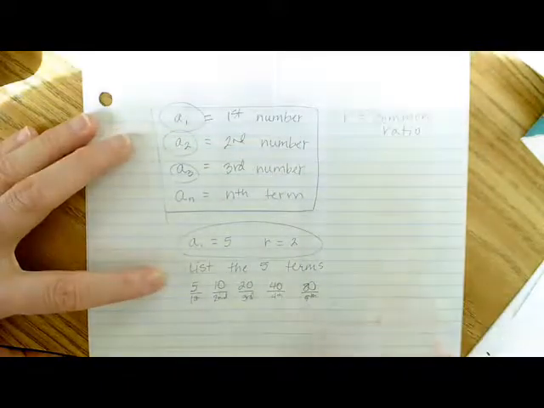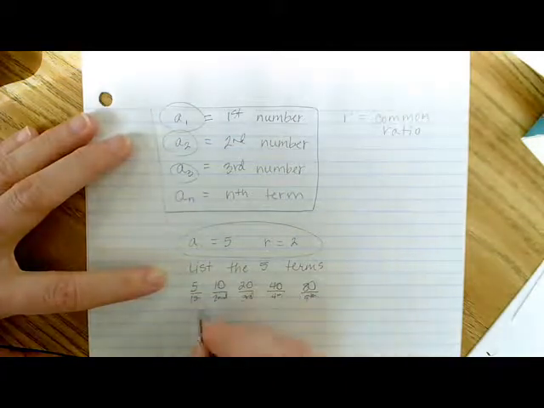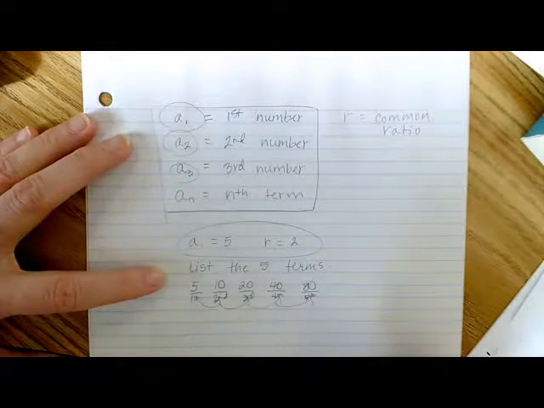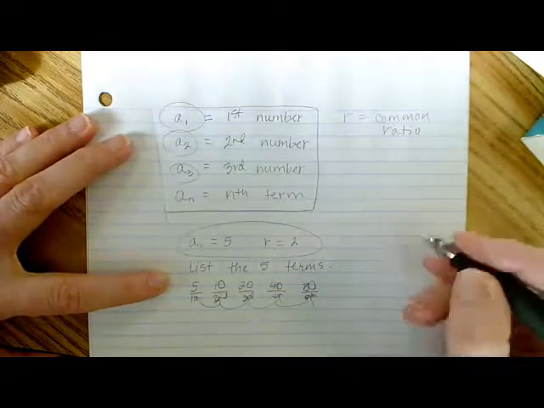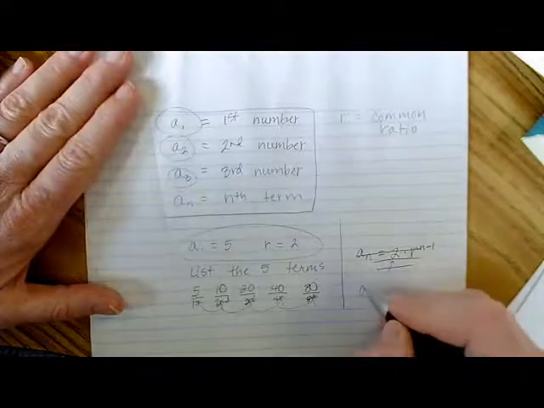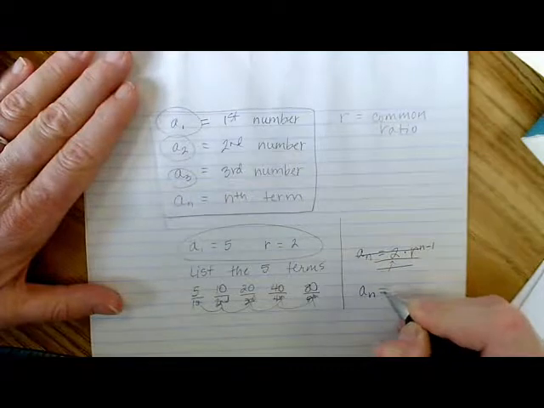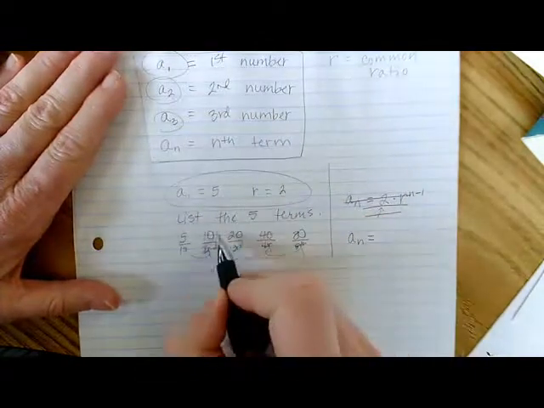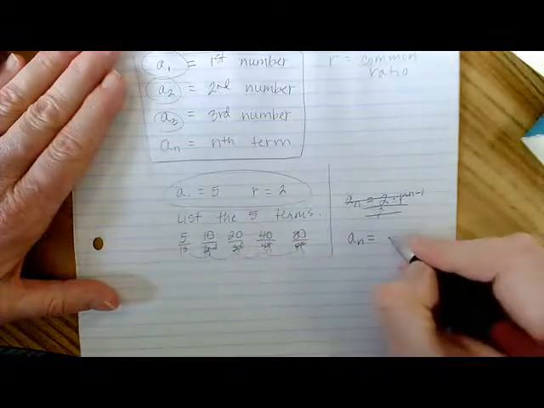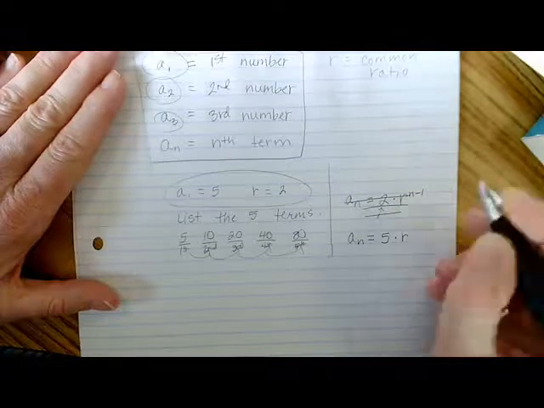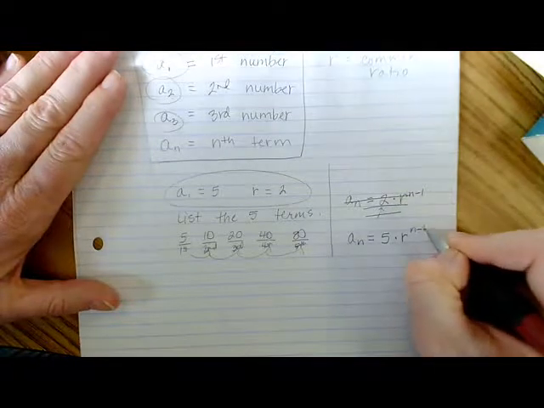Well, we are multiplying by the same ratio. This is very similar to an exponential function. And so I'd like to introduce you to a formula. The nth term in this specific sequence is given by taking the first term times r raised to the n minus 1.